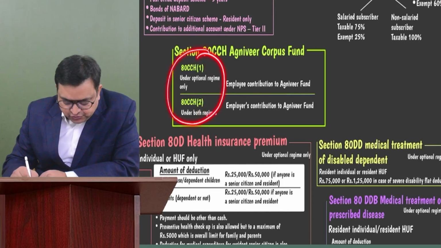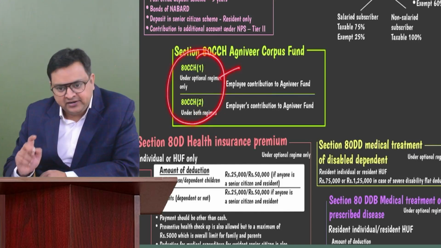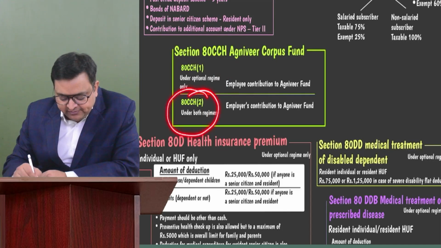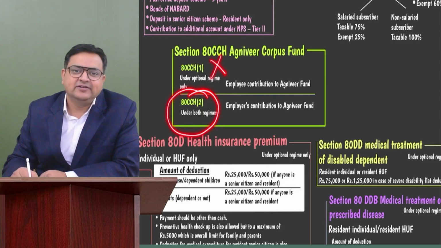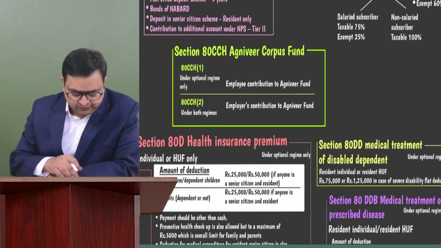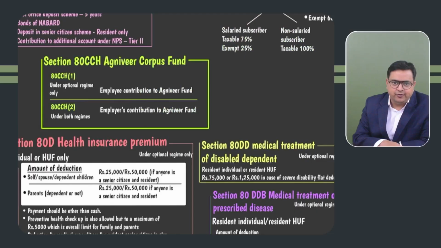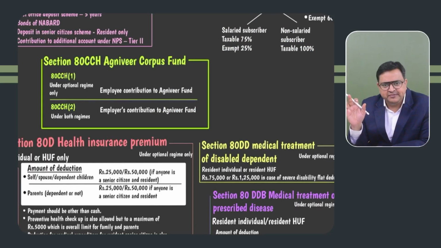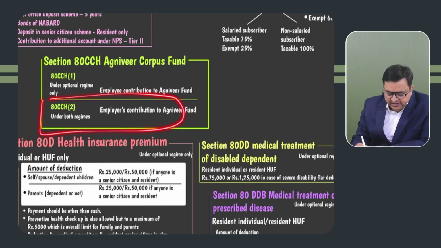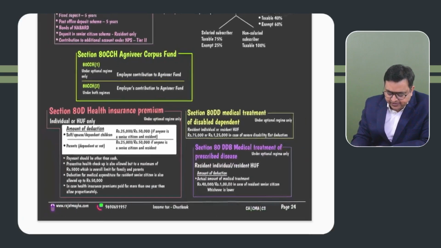CCH1, CCH2 both available under optional, but under default only CCH2 is available. CCH1 is not available over there. Got it? So please remember, this is easy and important. There is no such limit as such. Whatever is the assessee contributing, CCH1, whatever is the employer is contributing, CCH2. But under default, only this would be available. Under optional, both are available.